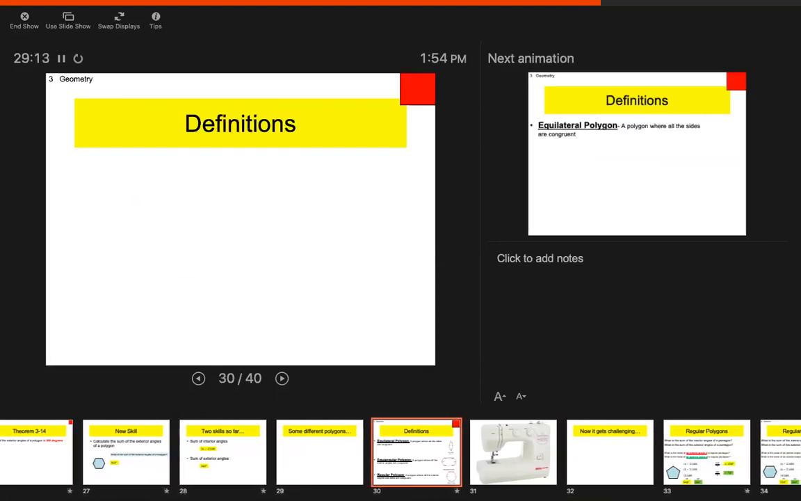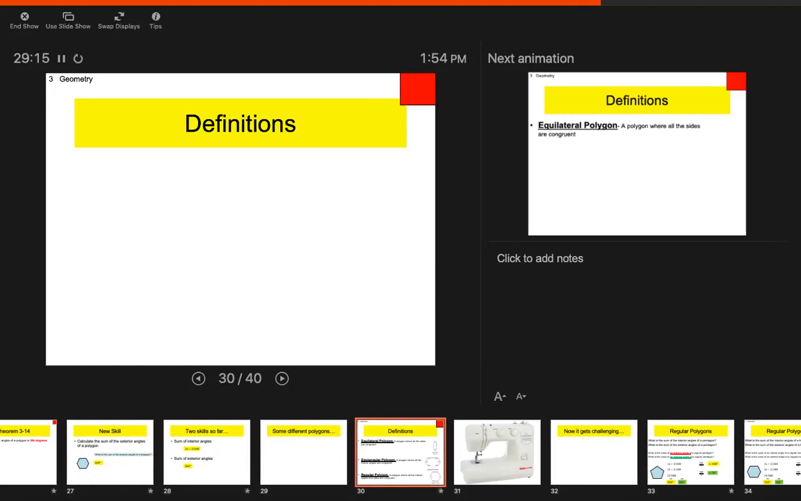I'm going to just show you this really quickly. I don't think you need to write it down. If you have a polygon where all the sides have the same measurement, guess what we call it? If all the sides are the same measure, guess what we're going to call it?